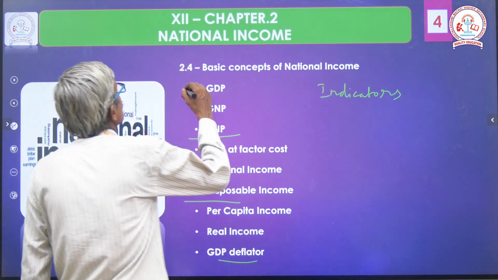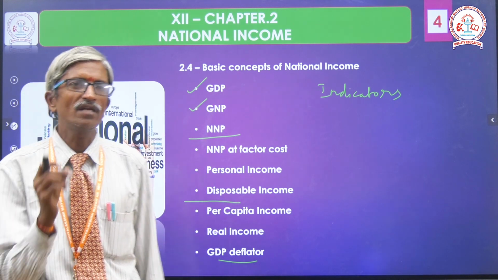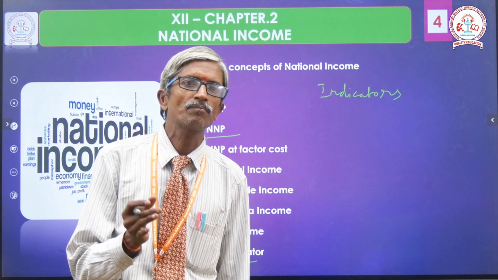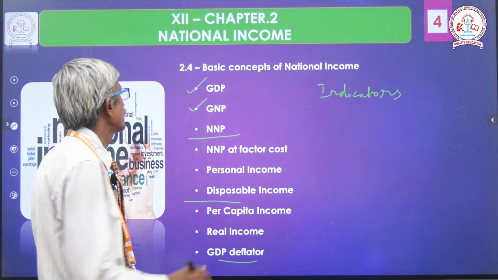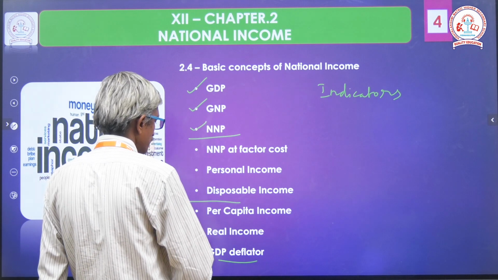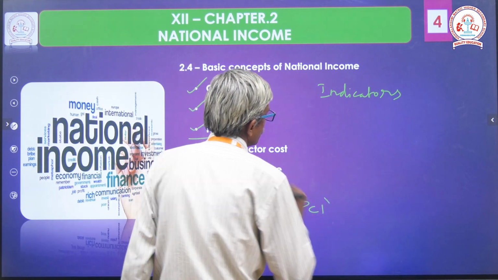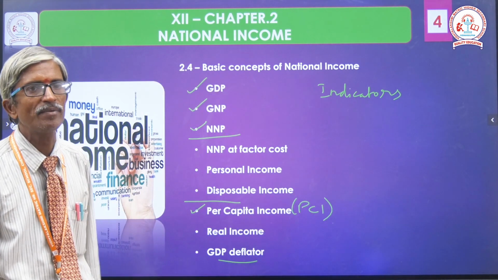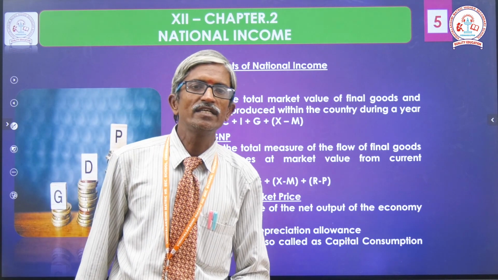So the indicators are number 1, GDP, GNP. We came to know a little information about this in the previous classes, especially in the lower classes, very particularly in 10th standard. And also NNP plus per capita income. In short form, per capita income is mentioned as PCI. Okay, first, what is GDP?